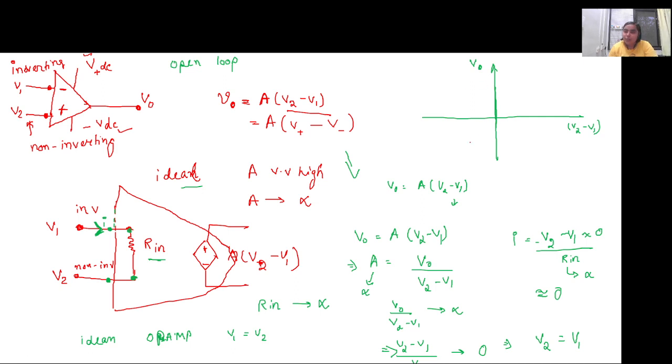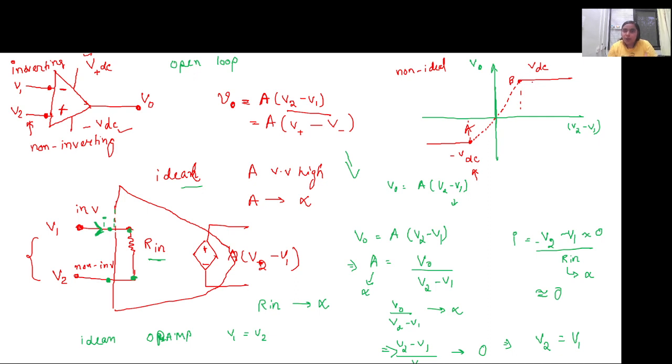In case of a non-ideal op-amp, there is a linear region beyond a certain difference of V2 minus V1. In this case of a non-ideal one, when there is a voltage difference between V1 and V2, it will saturate and be equal to the supply voltage, which is VDC, and beyond a certain point this will go to minus VDC. This is the supply voltage that is given. So the part from A to B is the linear region. In this region the op-amp will act as a linear circuit.